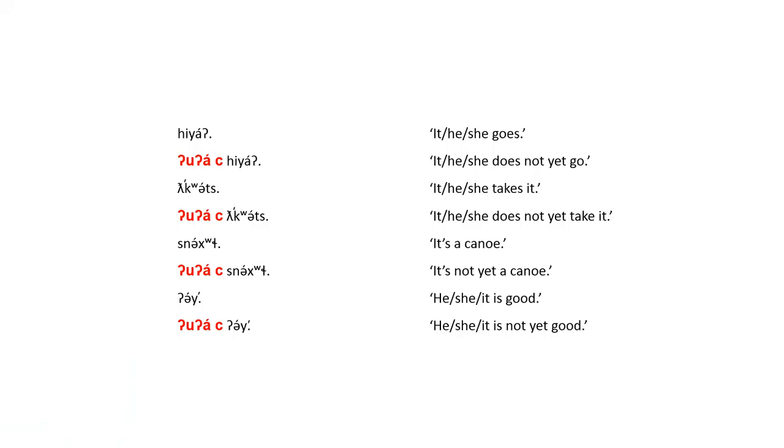Yeah, ouch, I. Oh, ouch, I. It, he, she goes. Yeah. Yeah. Well, ouch, yeah. Out, yeah. That means he doesn't go, yeah. Yeah. Okay. She takes it. Quit. And he doesn't take it yet. Out, quit. And it's a canoe. Snow. It's not yet a canoe. Out, snow. And he or it is good. I. And it's not yet good.